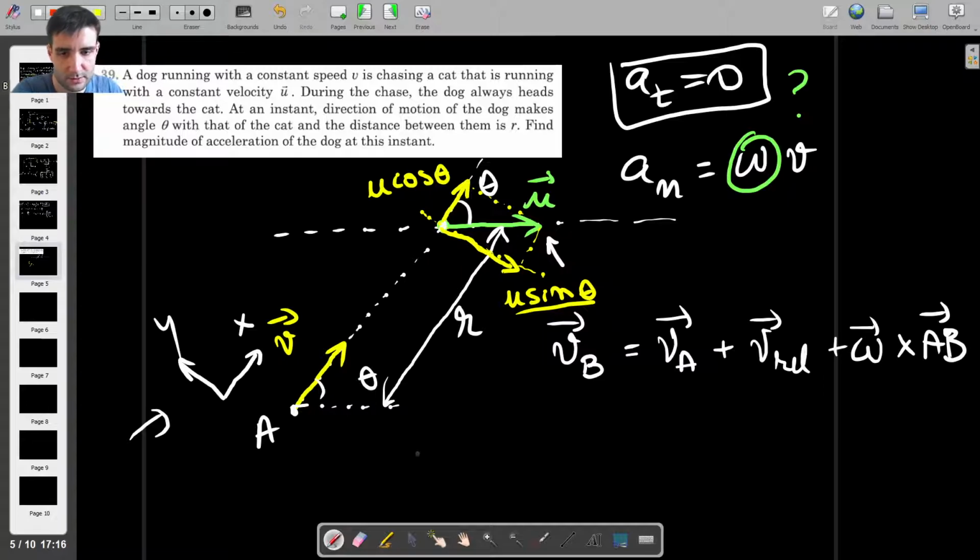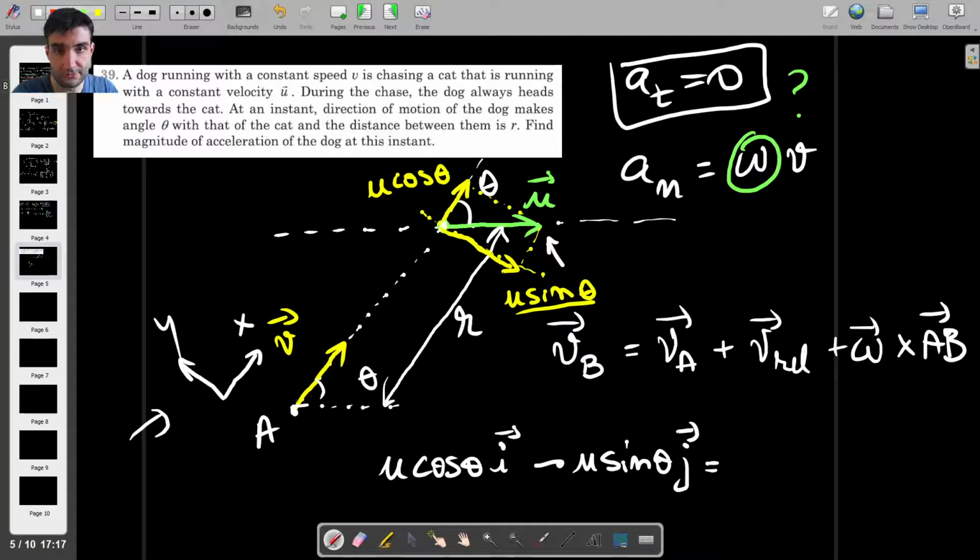The velocity of b will be as follows. So u cos theta times i, right? This is the velocity of the cat, and it has an x component, which is u cos theta, and then minus, I have u sine theta times j, okay? And that will be equal to the velocity of the dog, which is v times i, plus. Now, the relative velocity is the same as before.